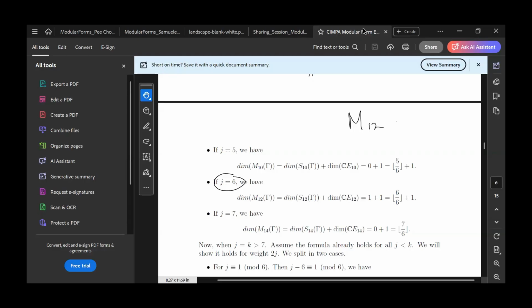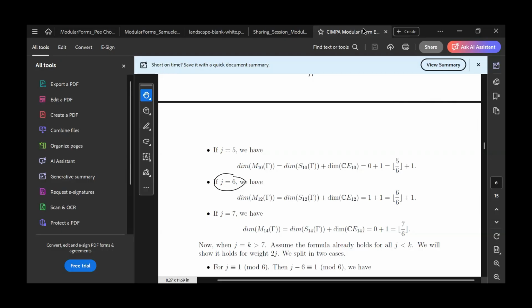The modular form of weight 12 is a combination of Eisenstein 4 to the power of 3 and Eisenstein 6 to the power of 2. So this is why M12 is two-dimensional. And we can just use induction.